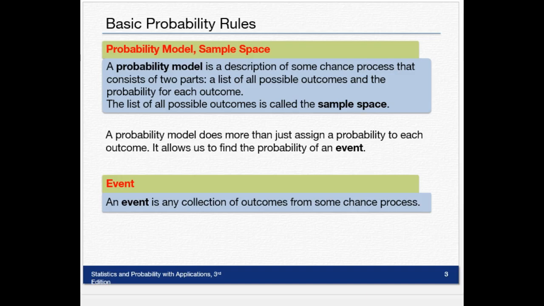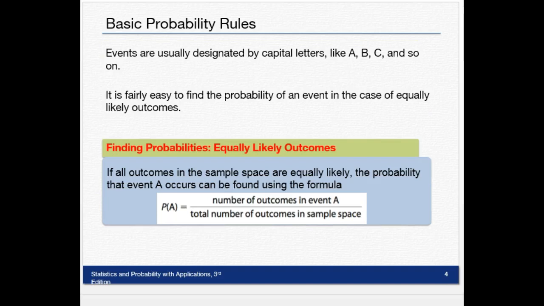Now, the probability model does more than just assign a probability to each outcome. It allows us to find the probability of a certain event. An event is any collection of outcomes from a chance process. Like, how many times did you roll a 1? At least 1, 1 and 1, 5, whatever. You specify an event. Now, events are usually designated by capital letters like A, B, C, and so on.